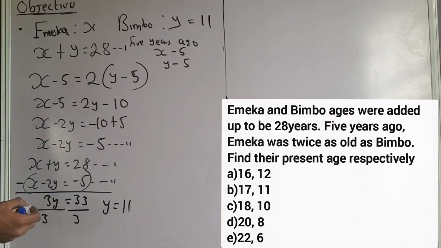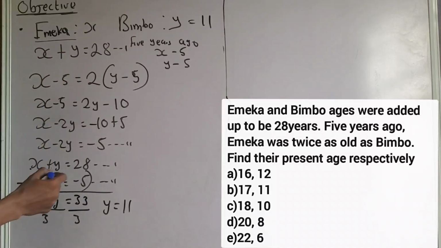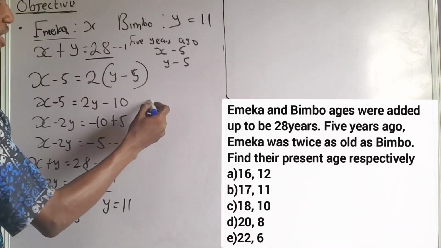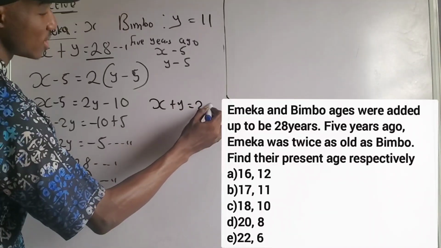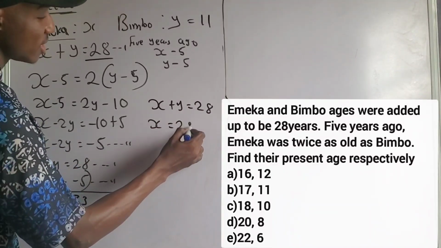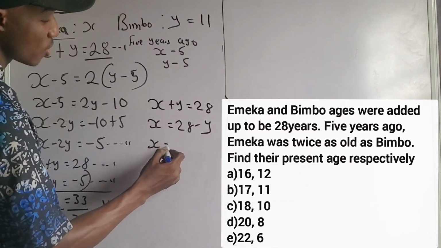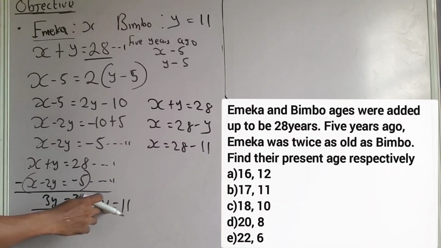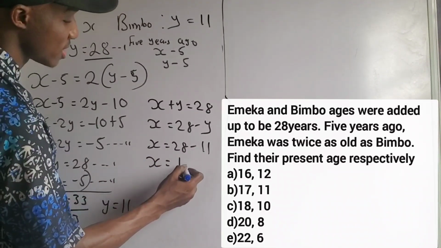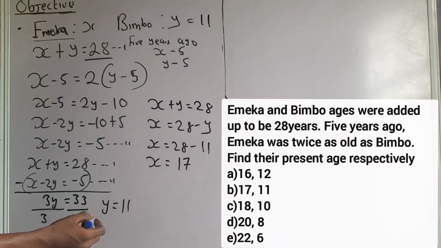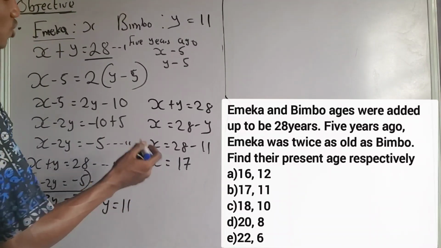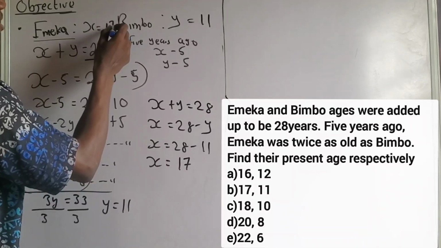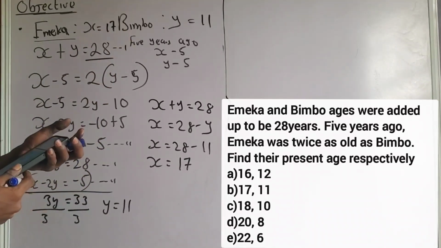Now, to get Emeka's age, don't forget that the sum of their ages is 28. So x plus y equals 28. x equals 28 minus y. x equals 28 minus 11, because y is now 11, right? So I'm going to have x equals 17. Hence, please pay attention. Therefore, Emeka's age is 17, while Bimbo's age is 11.